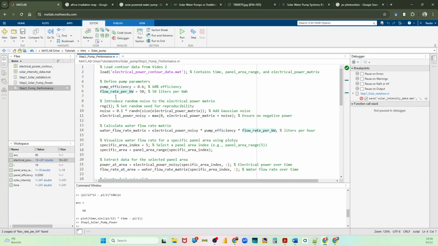Now, flow rate is something that every pump has. So the more power it has, the more flow rate it can get. A new concept here is we want to now determine the overall efficiency and the overall uncertainty of the electrical power that comes out of the pump, right? So what does that mean?